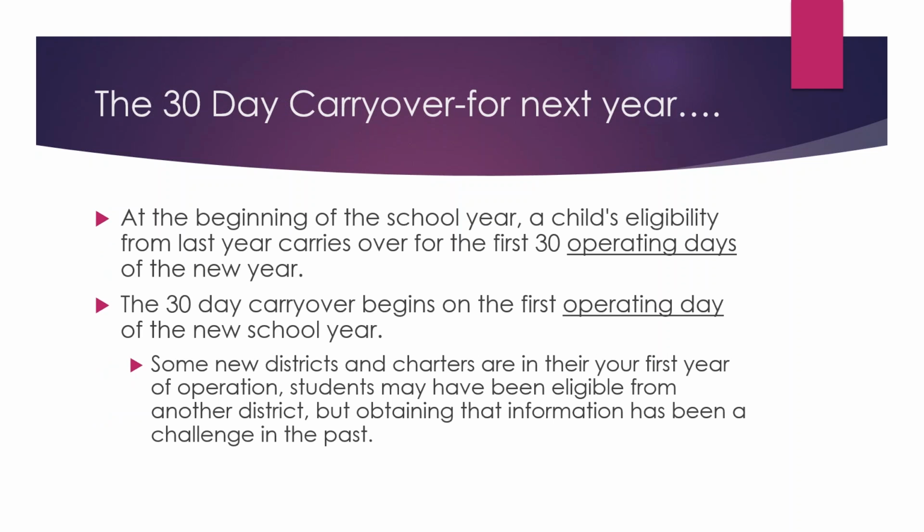So for next school year, there'll be an opportunity for a 30-day carryover. So at the beginning of the school year, a child's eligibility from the last year carries over for the first 30 operating days of the new year. The 30-day carryover begins on the first operating day of the school year. And some new districts and charters are in their first year of operation. So the students may have been eligible from another district, but obtaining that information has been a challenge in the past. So keep this in mind as you're starting to process your free and reduced meal applications.